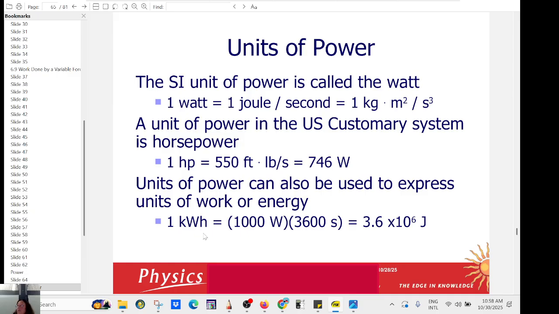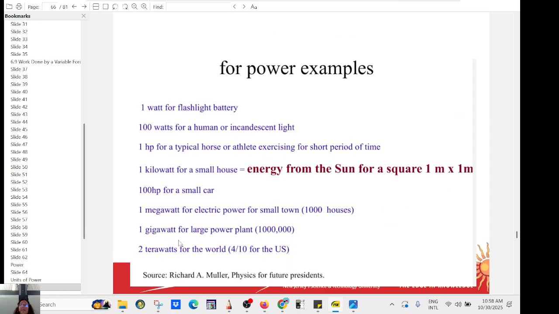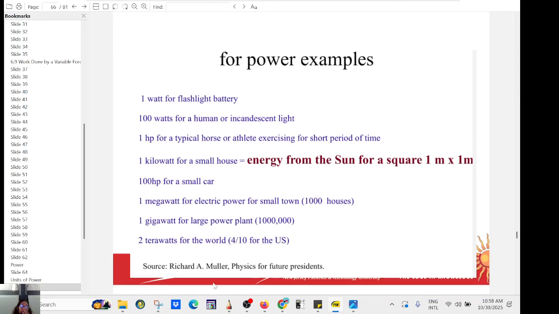So 1 kilowatt hour is a unit for energy as well, and you can convert that into joules. People don't know how to deal with scientific notation, so that's why when they're going to bill you, they're going to use kilowatt hour. Is that clear? Okay, so that comes from the book Physics for Future Presidents. Very interesting. If you like engineering or physics, I highly recommend this book. It's not heavy in math, but you learn a lot.